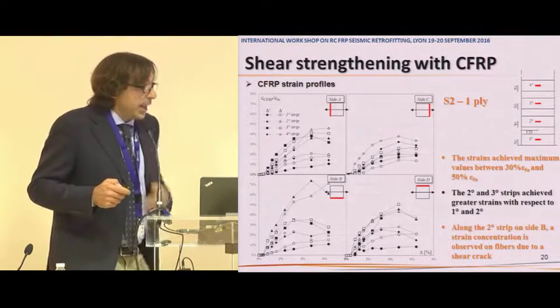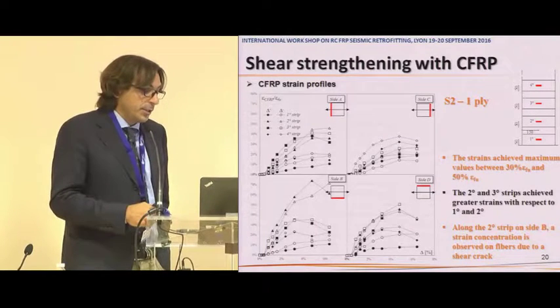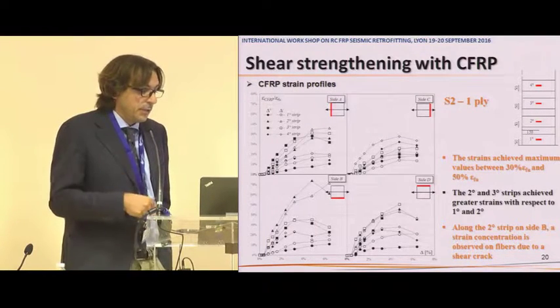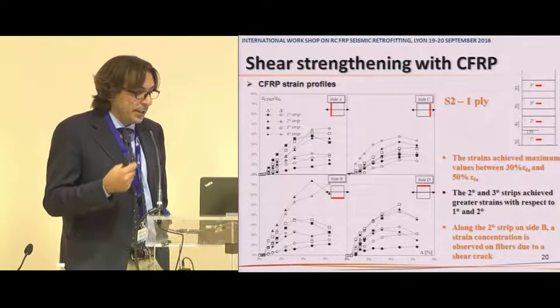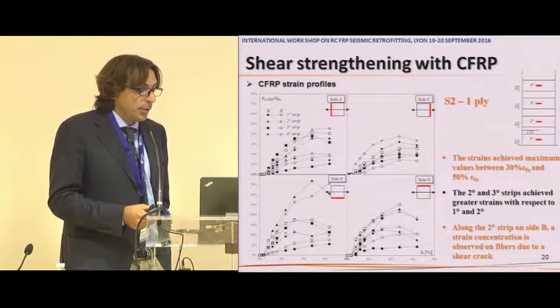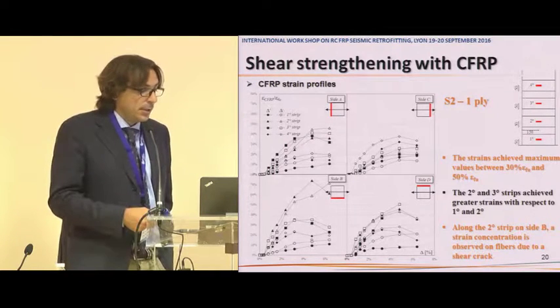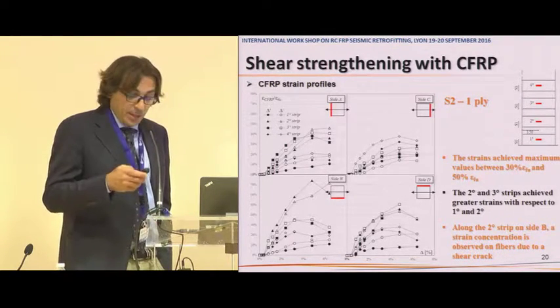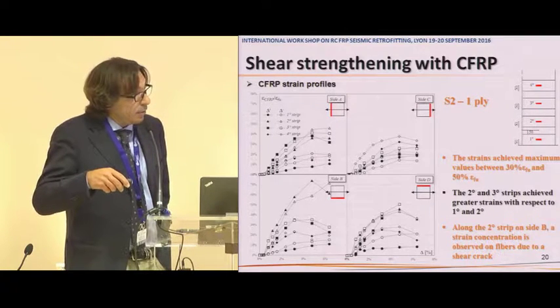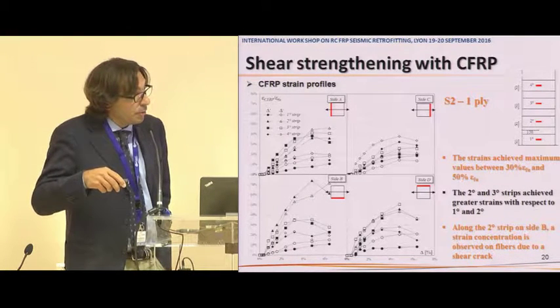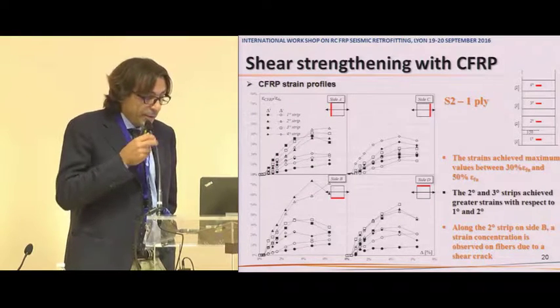So, even in these tests, what we are doing is recording the strain on the FRP. We really believe that this is a very important issue for us and for the scientific community in order to calibrate reliable theoretical formulations to predict the shear strength increase and also the deformation capacity increase. What we have in this case is that on average the ratio between the strain recorded on the FRP divided by the ultimate strain of the FRP ranged between 30 and 50%.